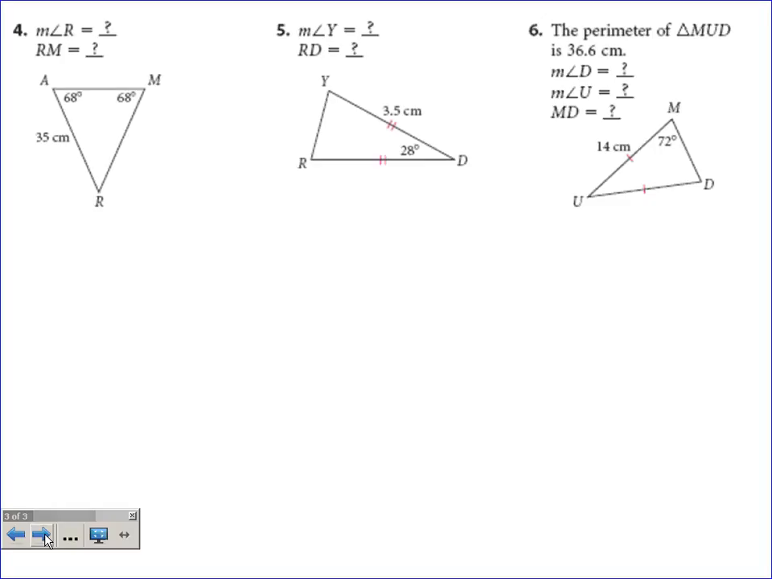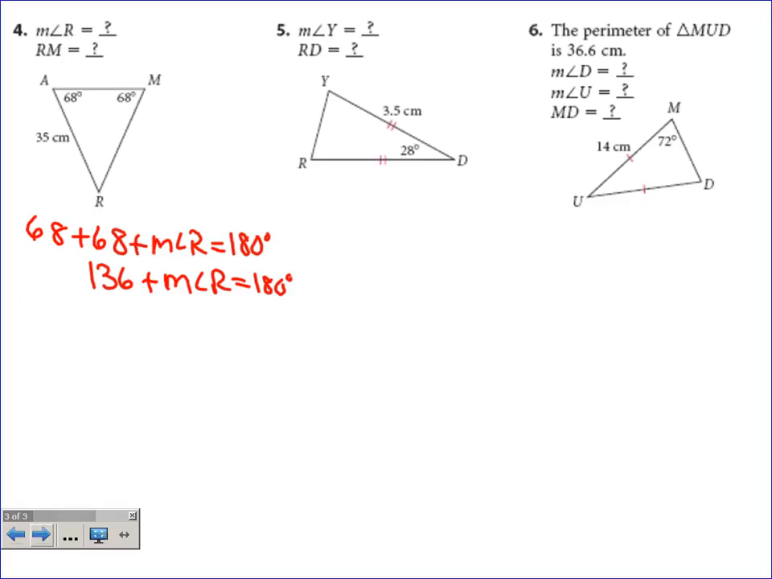So next one, what do you guys want to do for this guy? Just need a volunteer to set up an equation. Please. Yeah, 68 plus 68 plus the measure of angle r. You could call it x if you really wanted. Just make sure to label that on the picture as well when you do it. Equals 180. If we were to add these together, that'd be 136 plus the measure of angle r equals 180. If you subtract 136 from both sides, Alice, what do we get? We get 44 degrees. And that's our answer there.